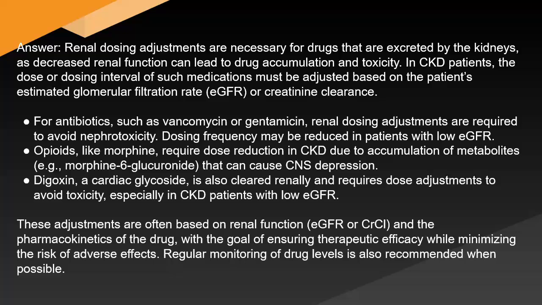For antibiotics, such as vancomycin or gentamicin, renal dosing adjustments are required to avoid nephrotoxicity. Dosing frequency may be reduced in patients with low eGFR. Opioids like morphine require dose reduction in CKD due to accumulation of metabolites, e.g., morphine-6-glucuronide, that can cause CNS depression. Digoxin, a cardiac glycoside, is also cleared renally and requires dose adjustments to avoid toxicity, especially in CKD patients with low eGFR. These adjustments are often based on renal function, eGFR or CrCl, and the pharmacokinetics of the drug, with the goal of ensuring therapeutic efficacy while minimizing the risk of adverse effects. Regular monitoring of drug levels is also recommended when possible.